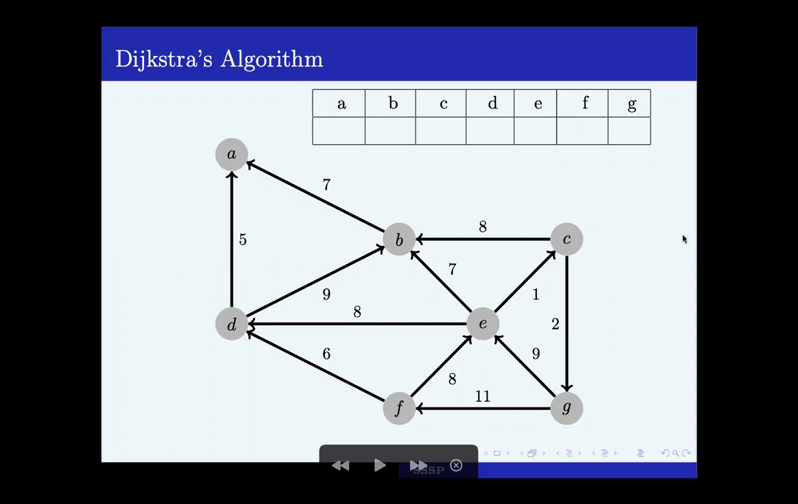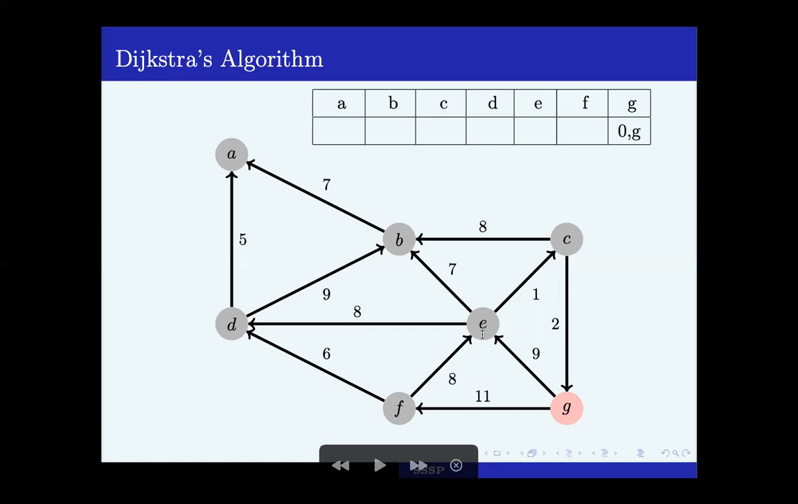Yes, I'm doing that. Let's start with G. At this point the distance of G from G is 0, since of course I'm at G. At this point, what is the minimum cost where I can go? I can go to E at cost 9. I can go to F at cost 11. The minimum of these two is 9.